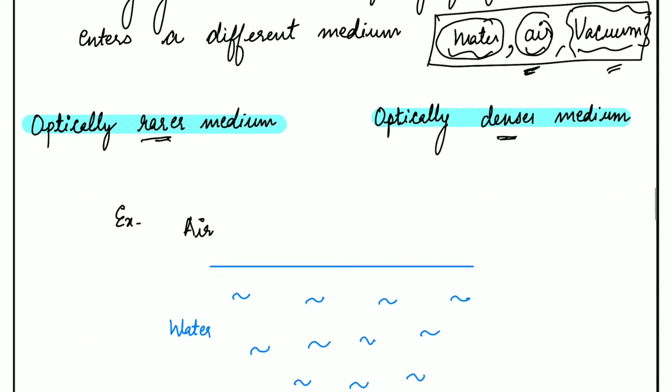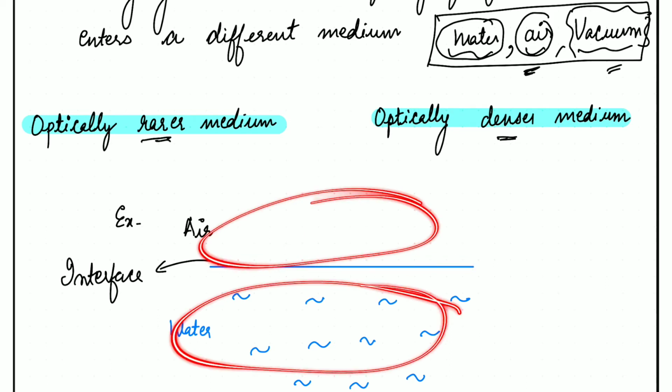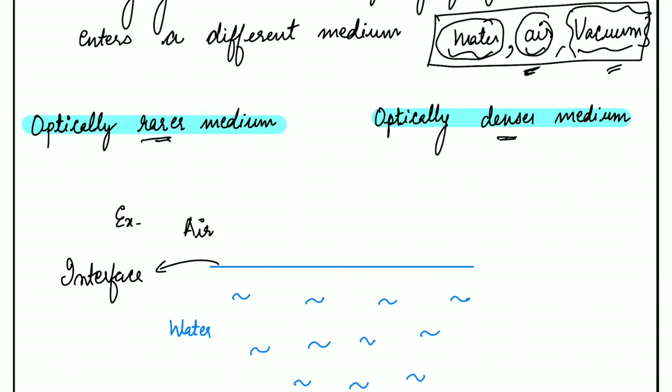Let's say we have two mediums. Here we have air particles and there is an interface. Let me write it here: interface. What is this interface? An interface is the place where your mediums are separated. Above this point you have air and below it you have water. So you have two mediums here, air and water. Now let's try to understand what we mean by optically rarer medium and optically denser medium.